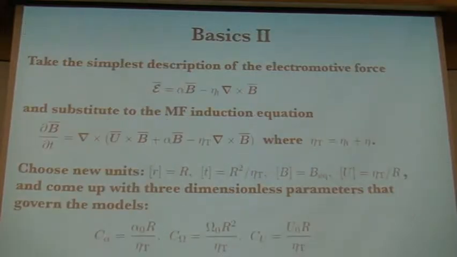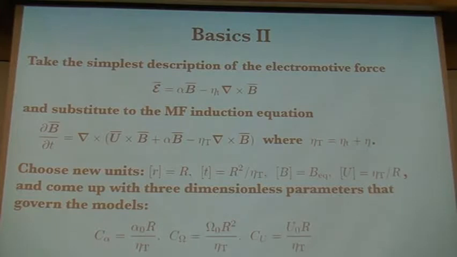Now, the simplest form of our electromotive force: I have not specified what alpha is here. It can be turbulent alpha, it can be some other alpha. It's just that we have two scalar quantities in our electromotive force. And then we just substitute this back into our induction equation, and this is the equation that we have to solve, where we have a total diffusion, turbulent diffusion plus the molecular one. The molecular one is so small that it can usually be neglected.